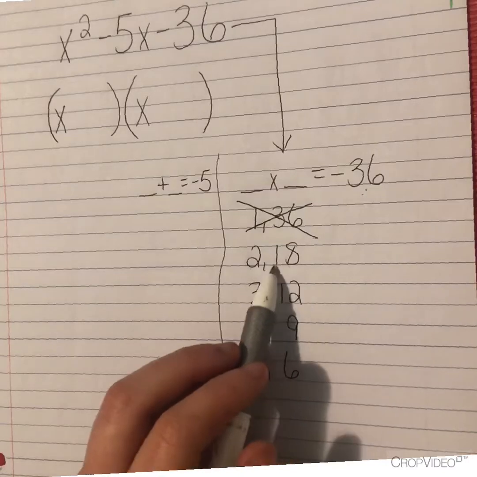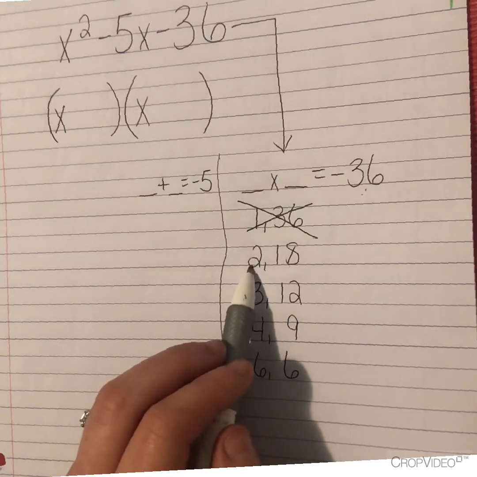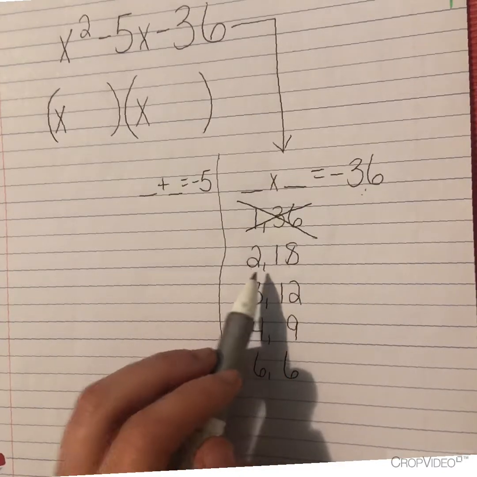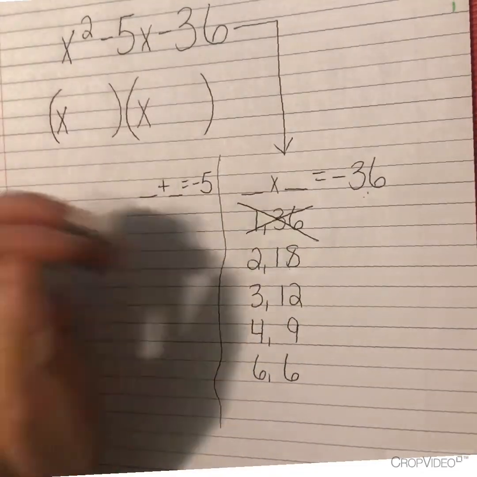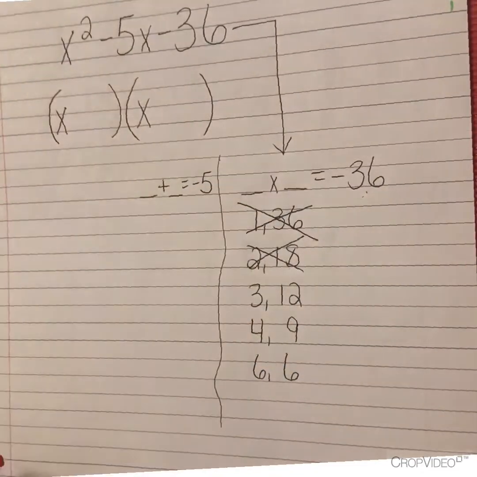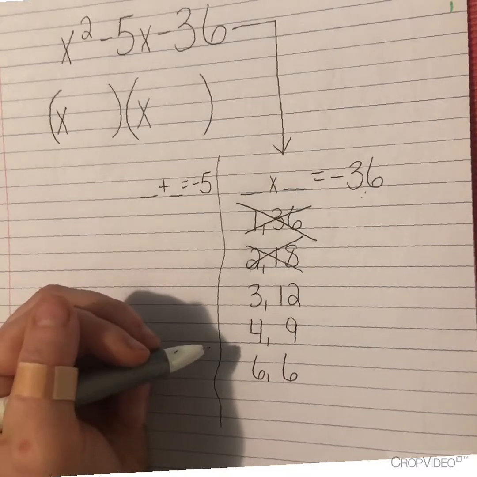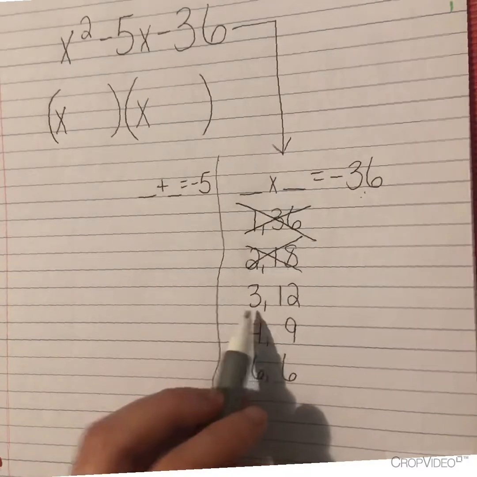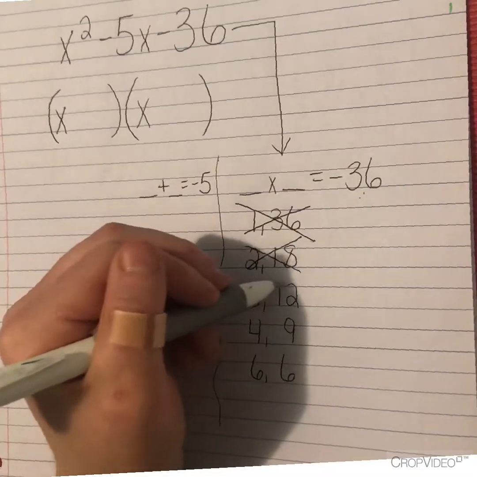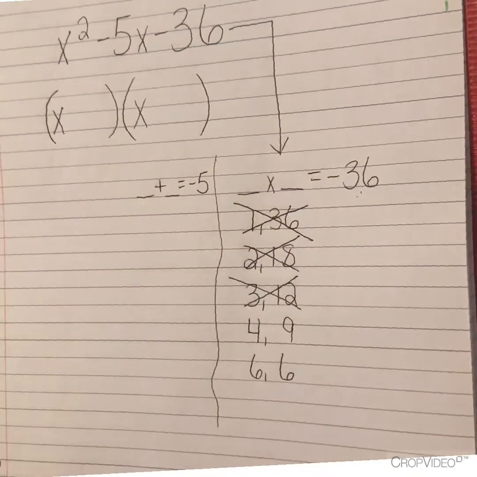A 2 and an 18. You know 18 plus 2 is 20. You know 18 minus 2 is 16. That could never give us a 5 either. So you just go down the line, and normally you can just look at them and know, could these ever equal a 5? You know, 12 and a 3 could never equal a 5 added together.